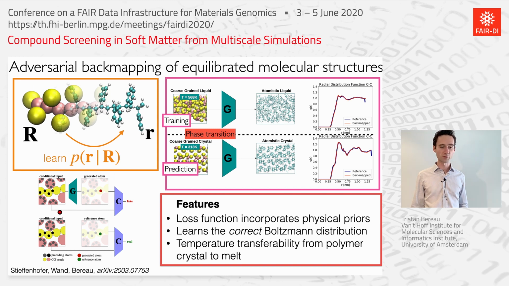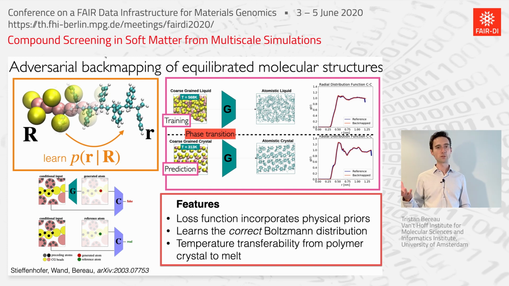We're using generative adversarial networks to do this. It means that we have a coarse-grained configuration. We use a generator to then predict an atomistic structure. And then we have a critic or discriminator to try to tell if this structure is fake or real. What this allows us to do is to learn the correct Boltzmann distribution, in the sense that the atomistic data that we generate has, for instance, the right pair distribution function.